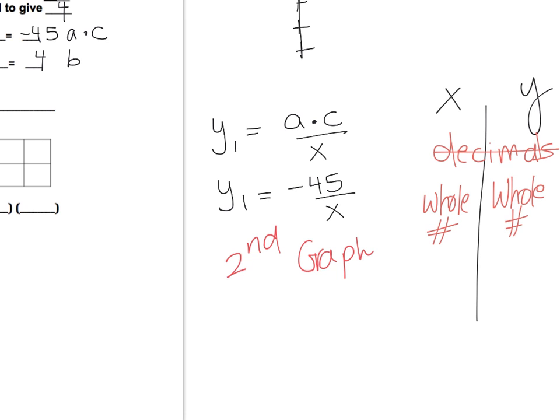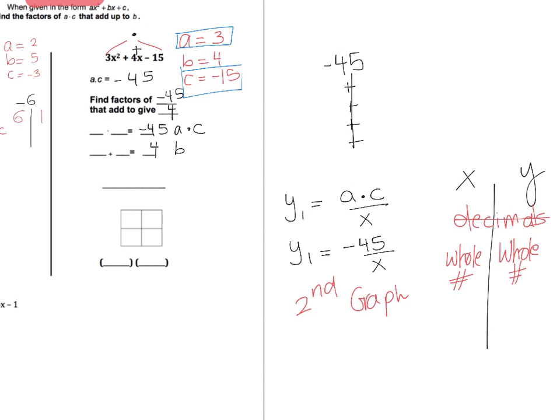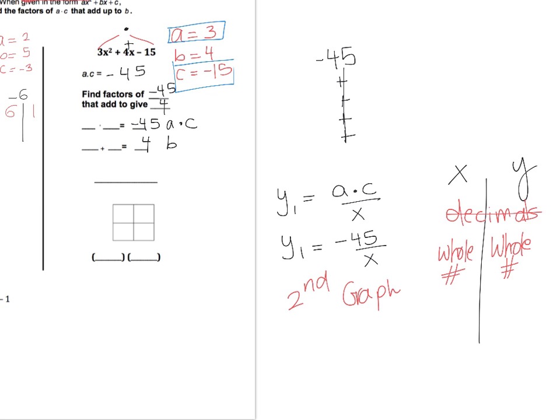And now once you find the whole numbers, add those whole numbers and see which one will give you the b, which is in this case the 4. So go ahead and try it. Go to y1, put negative 45 over x, click on the table, and see which x and y will add up to give me a 4.